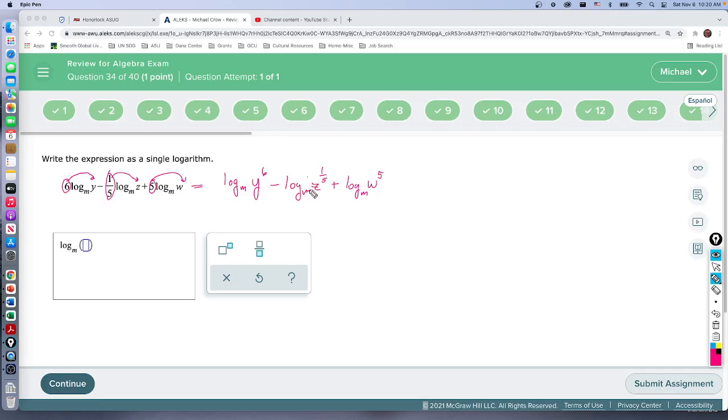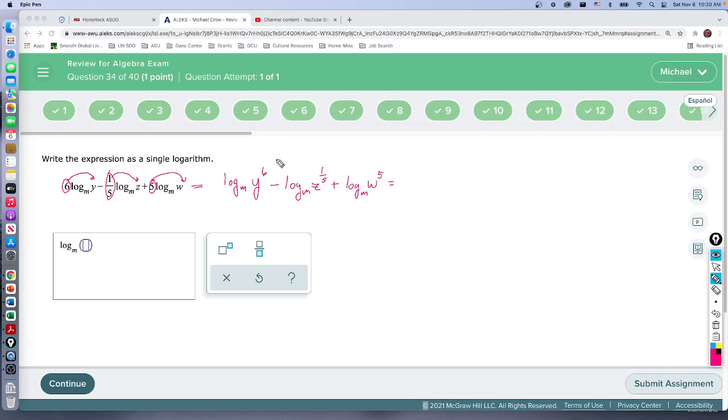Now this z you could write as a 5th root, but notice they don't give us a radical, so we're going to leave this exponent as a fraction because we have no ability to write it as a radical. They don't give it to us. But we're not done yet. We're not a single logarithm yet, right? We still got 3 logarithms.